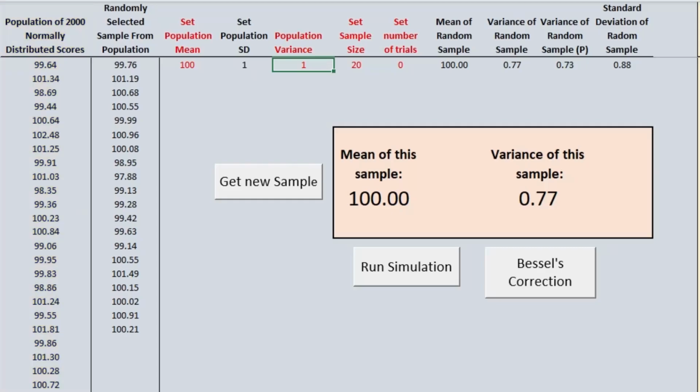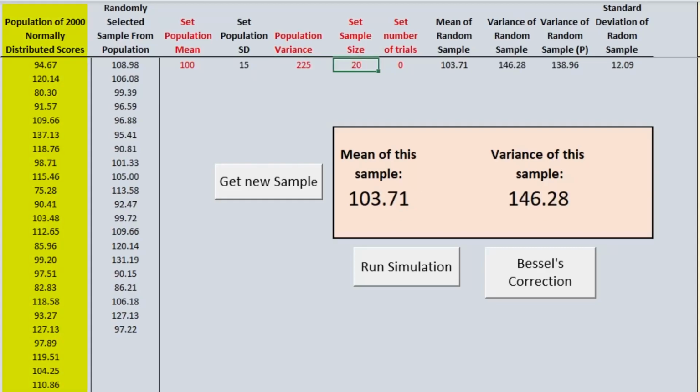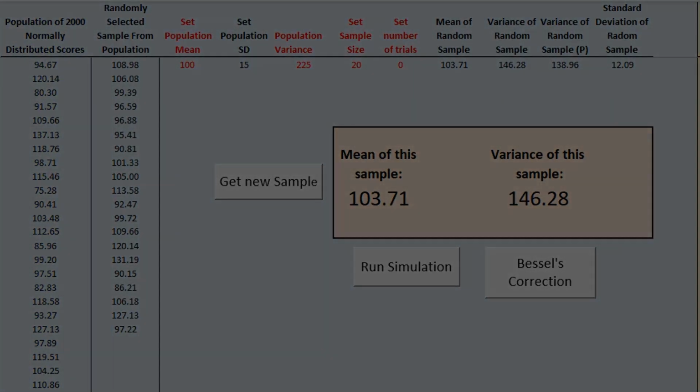Next, we'll make the population variance larger by setting it to 225. Now, observe the population scores. They're significantly more dispersed around the mean of 100. You can clearly see that the larger the variance, the more spread out the scores in the distribution are. We'll now use this feature of our simulator to demonstrate taking random samples from a distribution where we know what the true mean and variance actually are.